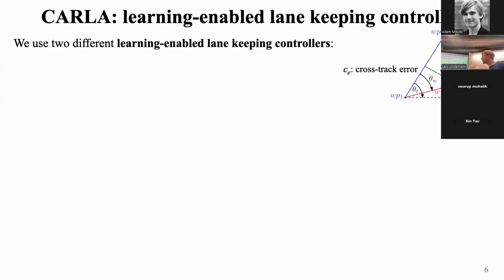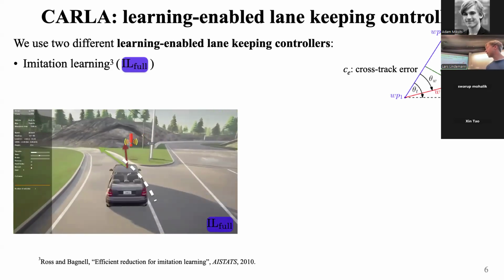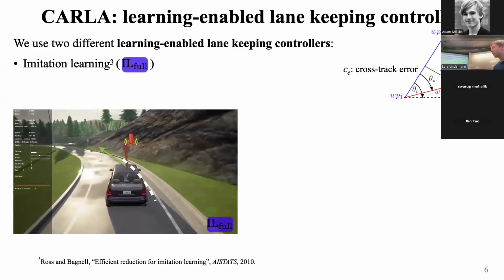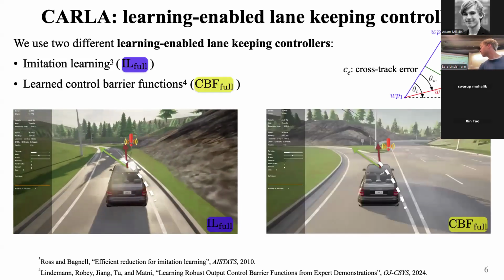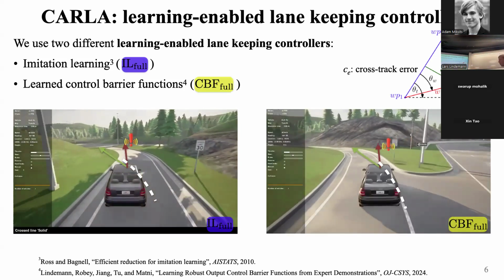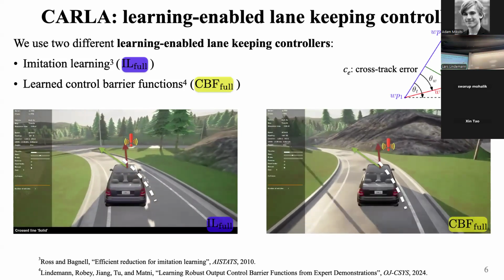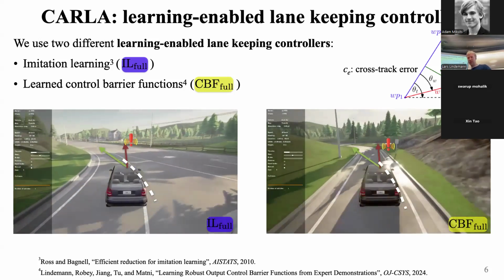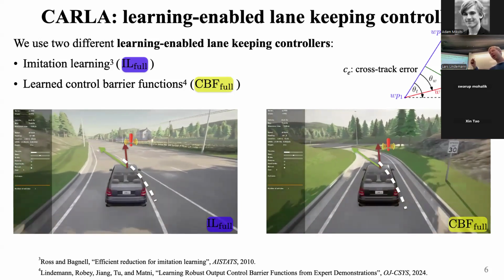We looked at Carla again. We looked at two different learning-enabled lane-keeping controllers. So the goal here is we want to design controllers that minimize the so-called cross-track error, so the distance of the car to the middle of the road. And we have two of these. One is imitation learning. So we basically use behavior cloning, just use some data. We clone the behavior of the expert, and that's our neural network that controls the system. And then we have our work on learned control barrier functions that you can see over here, where we also use demonstrations to learn a CBF that approximates the behavior of the expert at the safety boundaries.